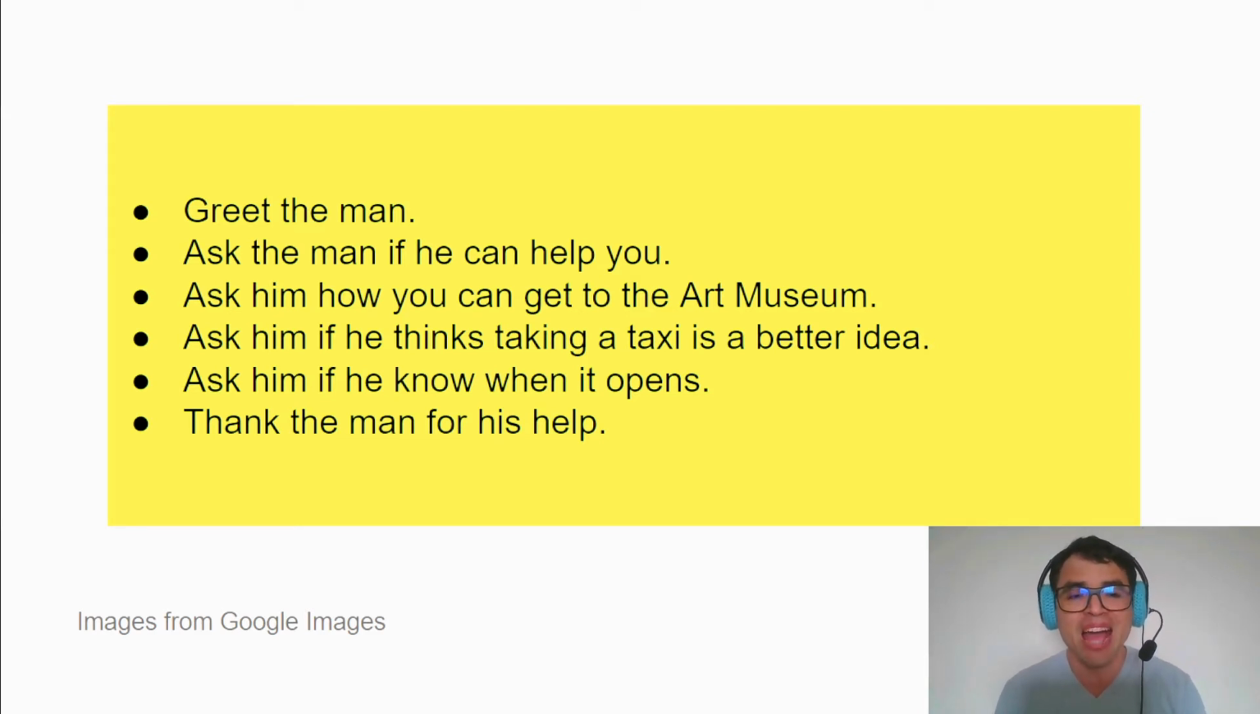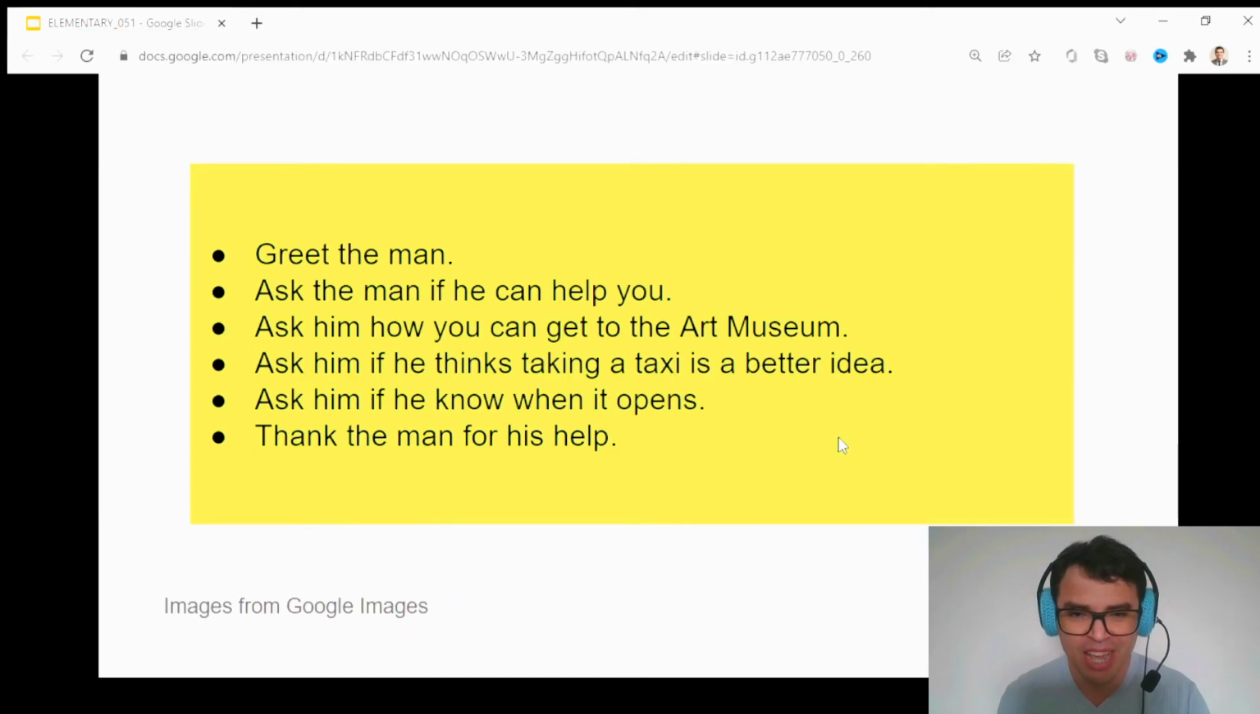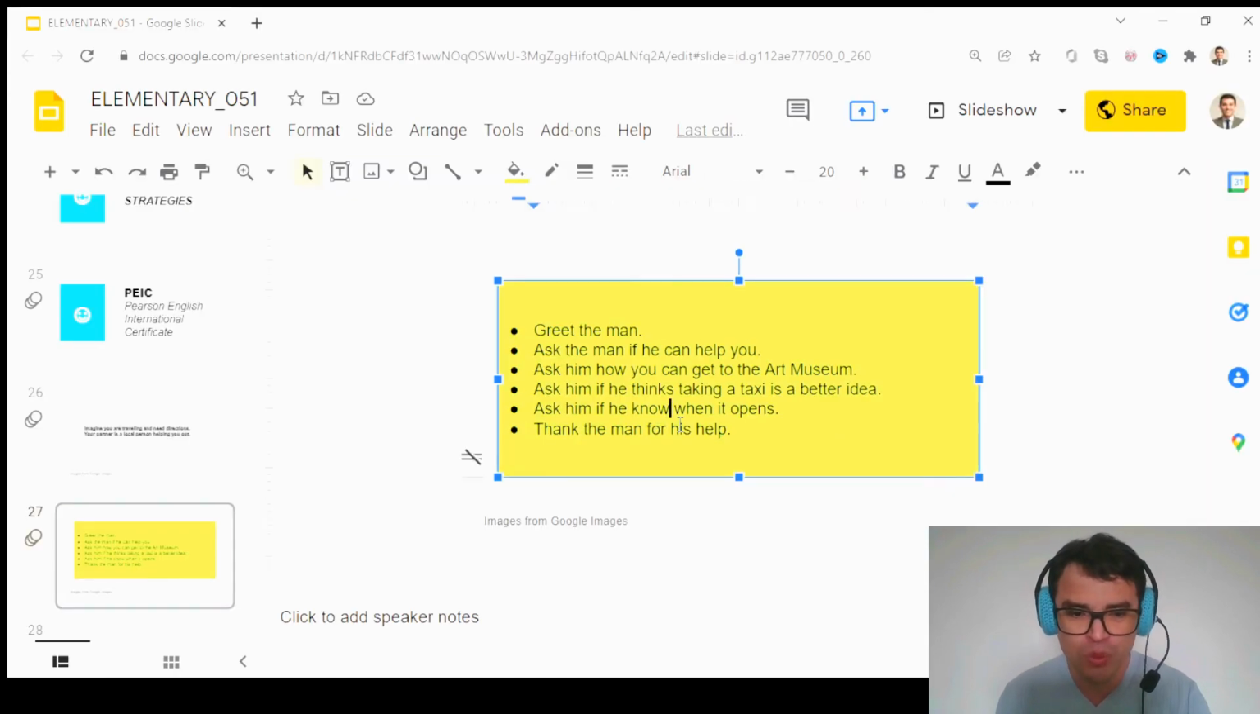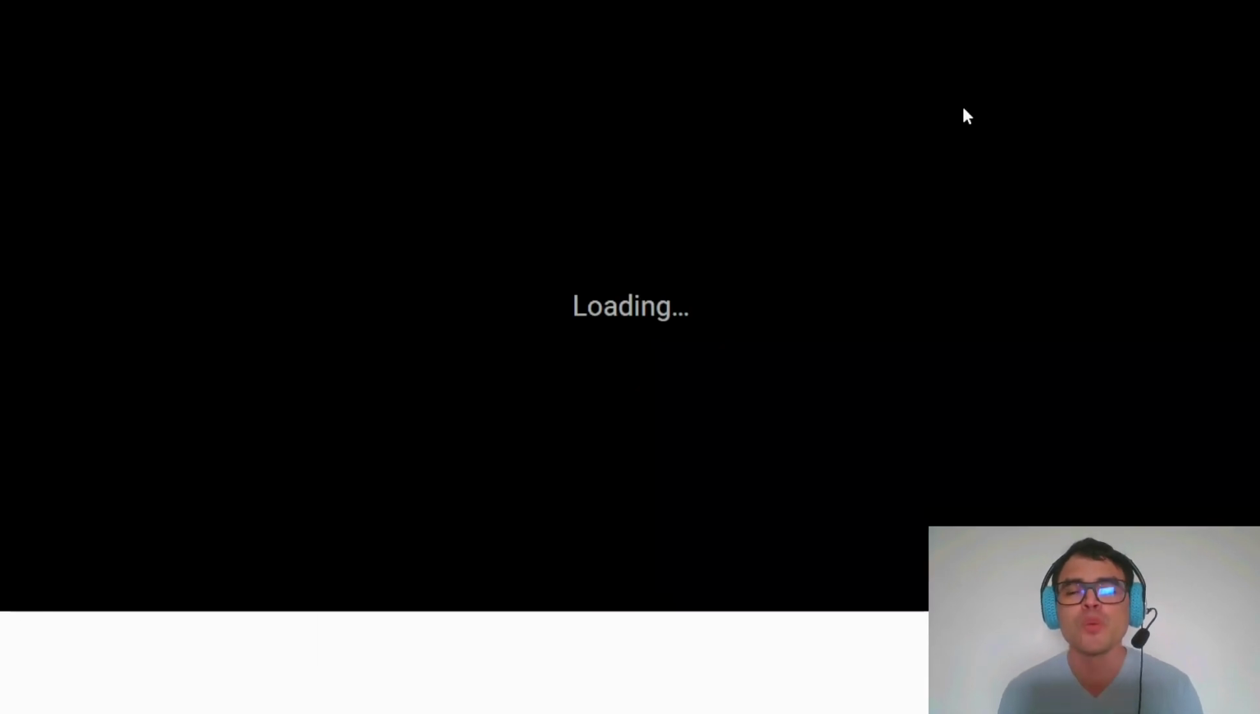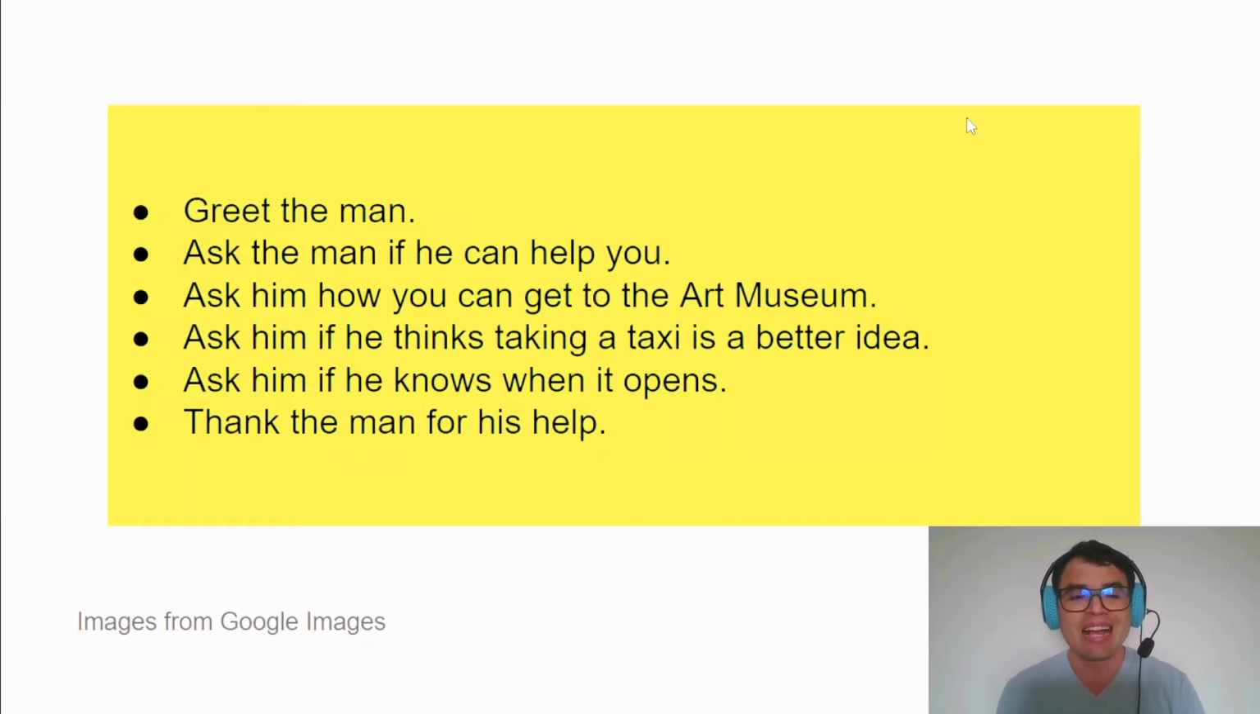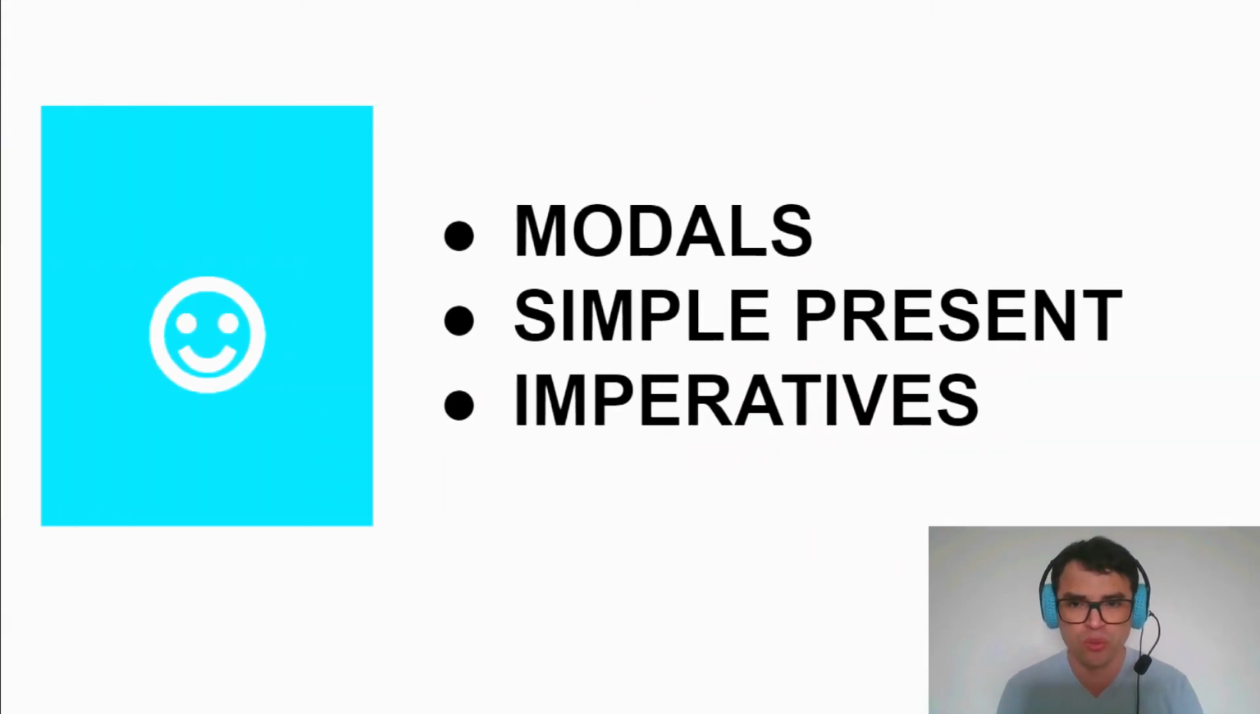Number 4, ask him if he thinks taking a taxi is a better idea. Number 5, ask him if he knows when it opens. Yes, if he knows when it opens. And next, thank the man for his help. So you have the instructions here. Now you have to put your ideas together in order to create a conversation with a partner.